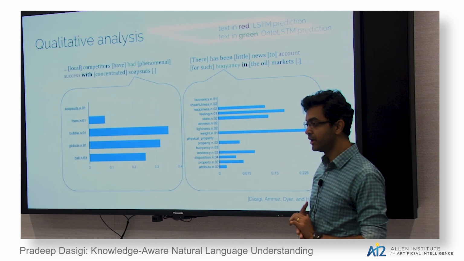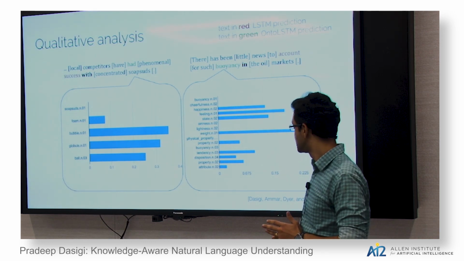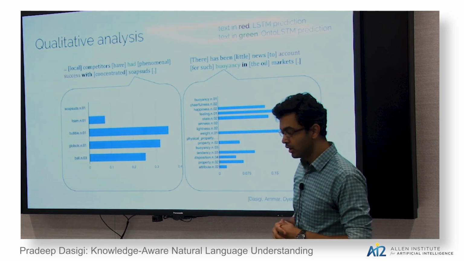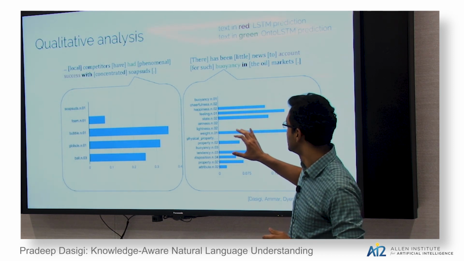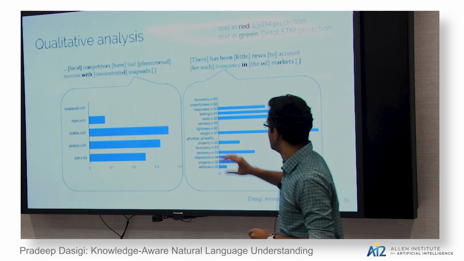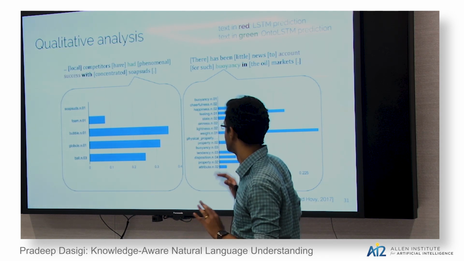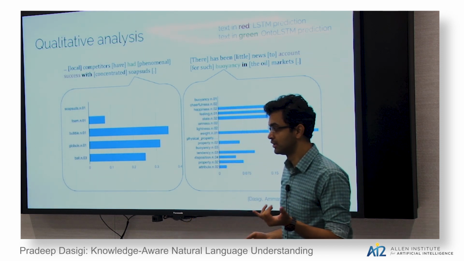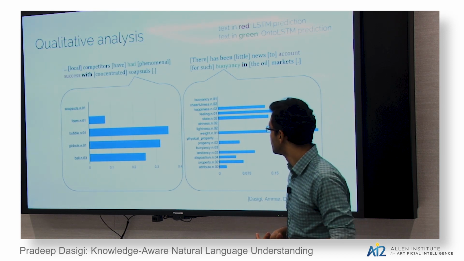Here is some qualitative analysis showing what exactly the ontology-aware model is learning. The blue bars are attention being given to each of the synsets for the given word. In both these examples, the LSTM model makes an incorrect prediction and the onto LSTM model makes the correct prediction. If you look at the first sentence, it says local competitors have had phenomenal success with concentrated soap suds. The reason why the LSTM model doesn't get it right is because soap suds is an infrequent word. In fact, it never occurs in the training data set. It occurs only once in the test set.